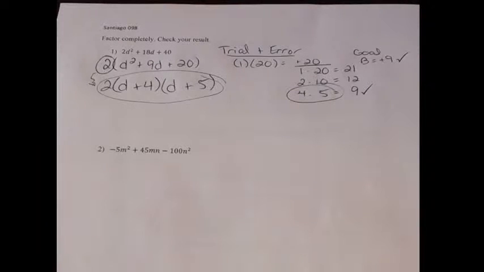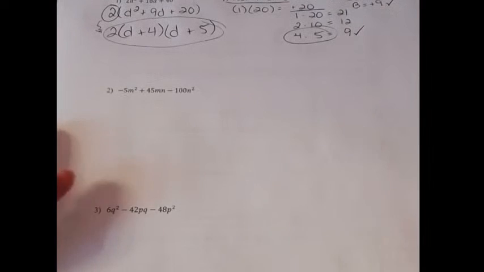Good. I only have 5 minutes left, so I want to run through at least one more problem with you. So we have negative 5m squared plus 45mn minus 100n squared. As we look at this problem, you know your first step is GCF.